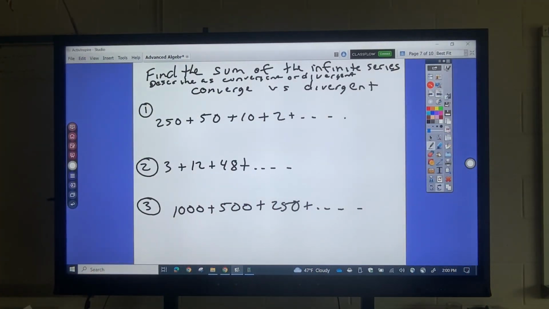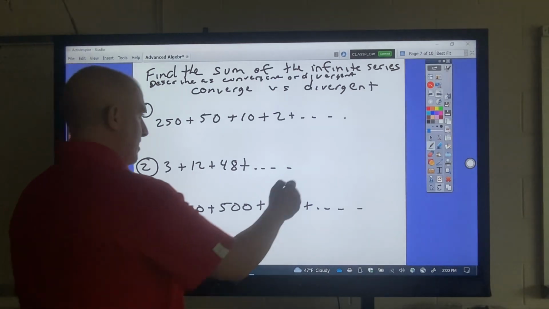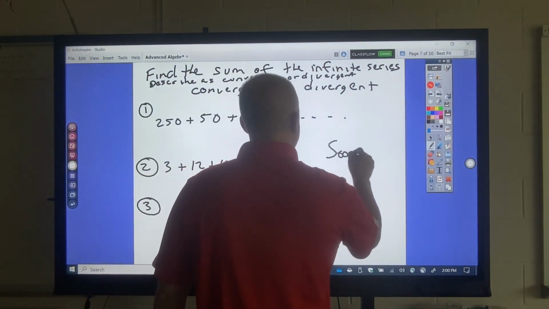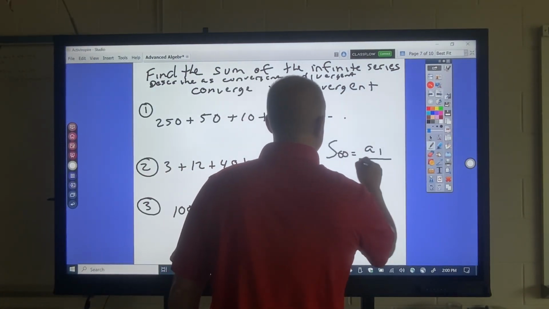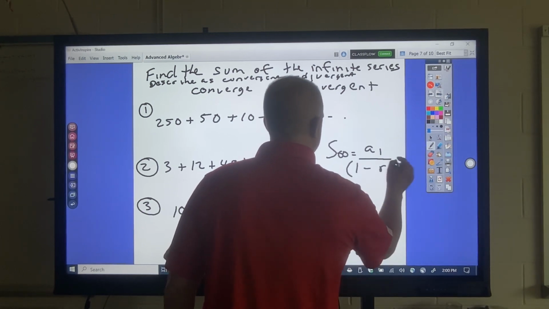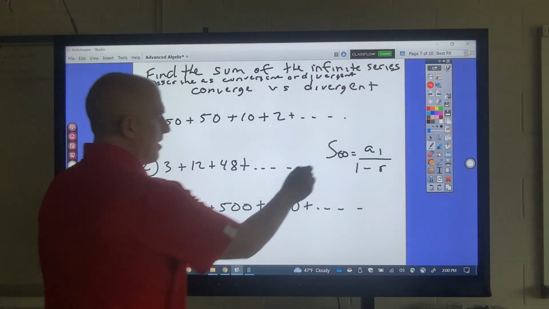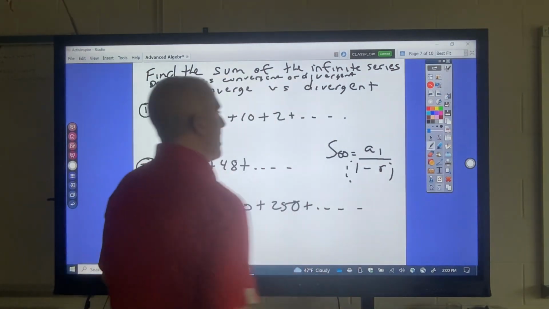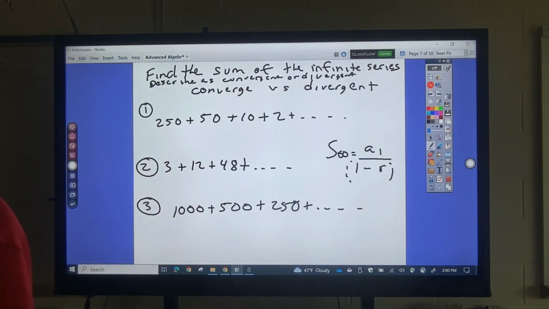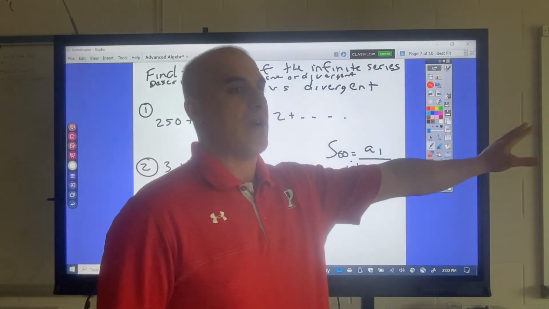Okay, find the sum of the infinite series, and describe whether it converges or diverges. Now, there is a formula for finding the sum of an infinite series. That is a1 over 1 minus r. You want to be able to put parentheses around that. The idea behind an infinite series is that it is going on forever.